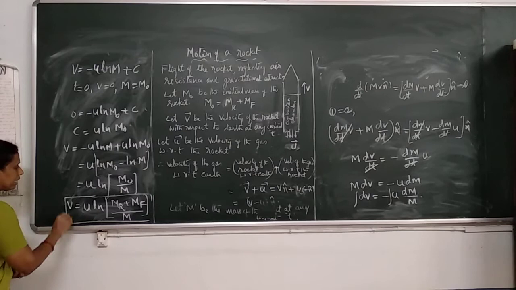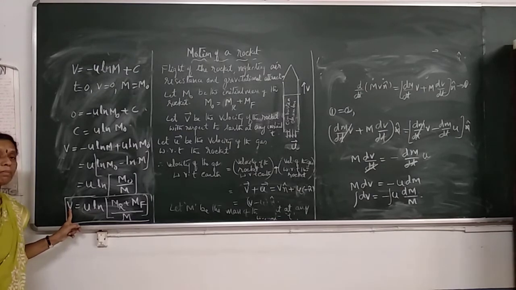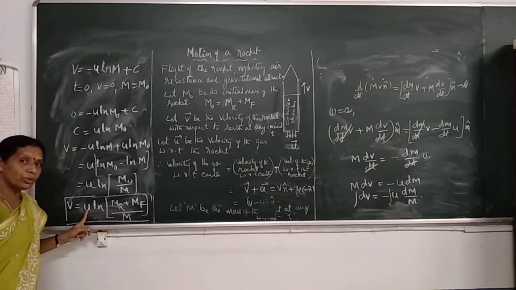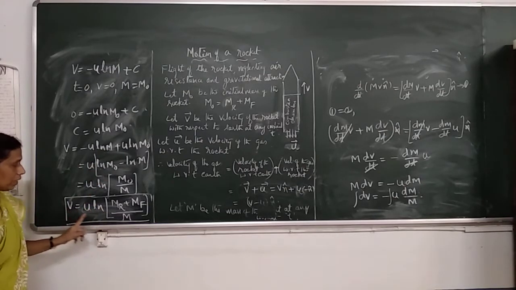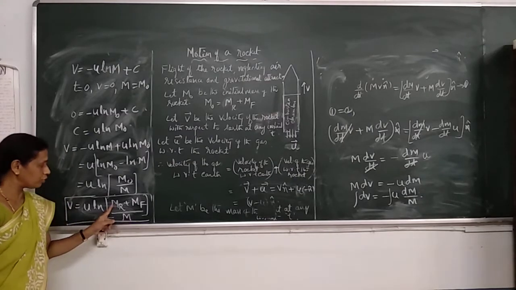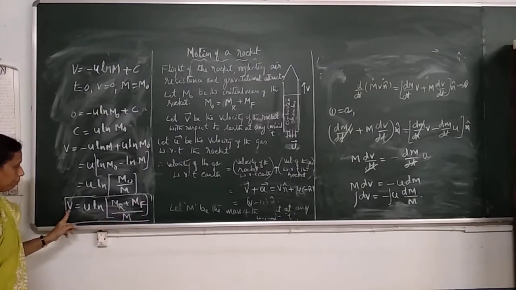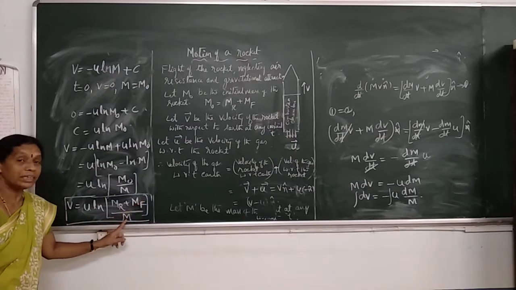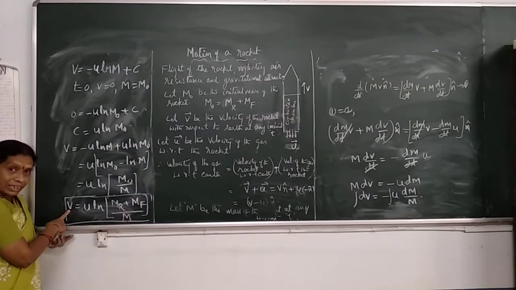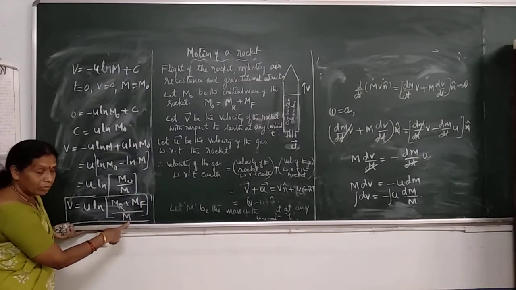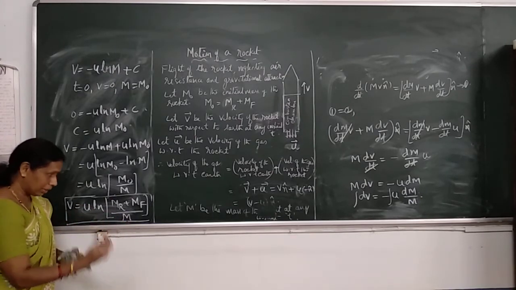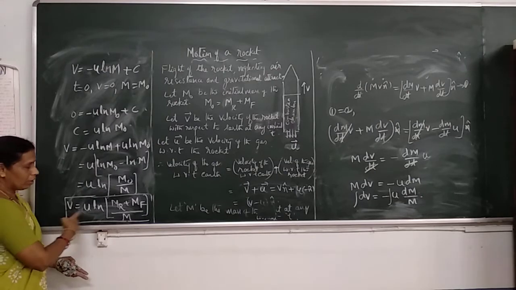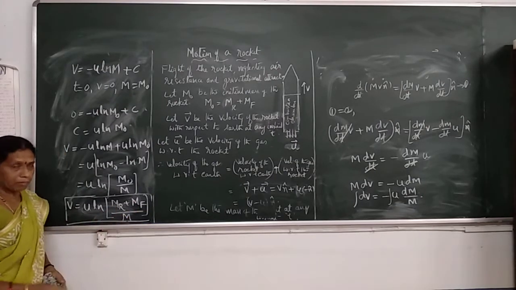How can this v be made maximum? As I told, u is a constant, a design value. It is fixed for a given design. So to change v, one has to change m, or change mr plus mf. So v depends on mr plus mf and m. One can increase v by decreasing m. When m becomes minimum, v will be maximum, or mr plus mf should be maximum.